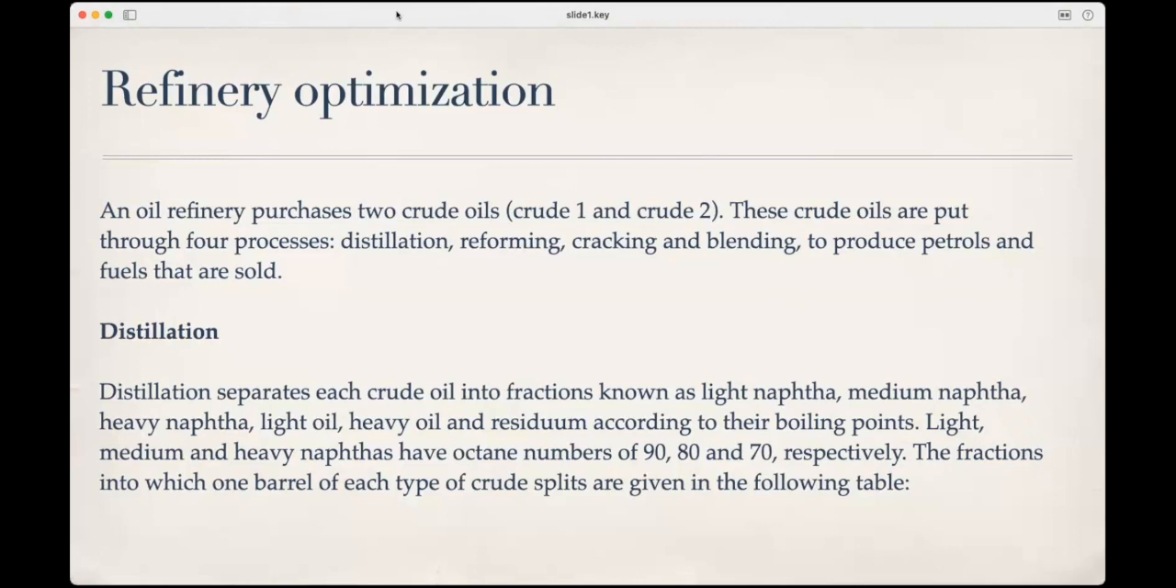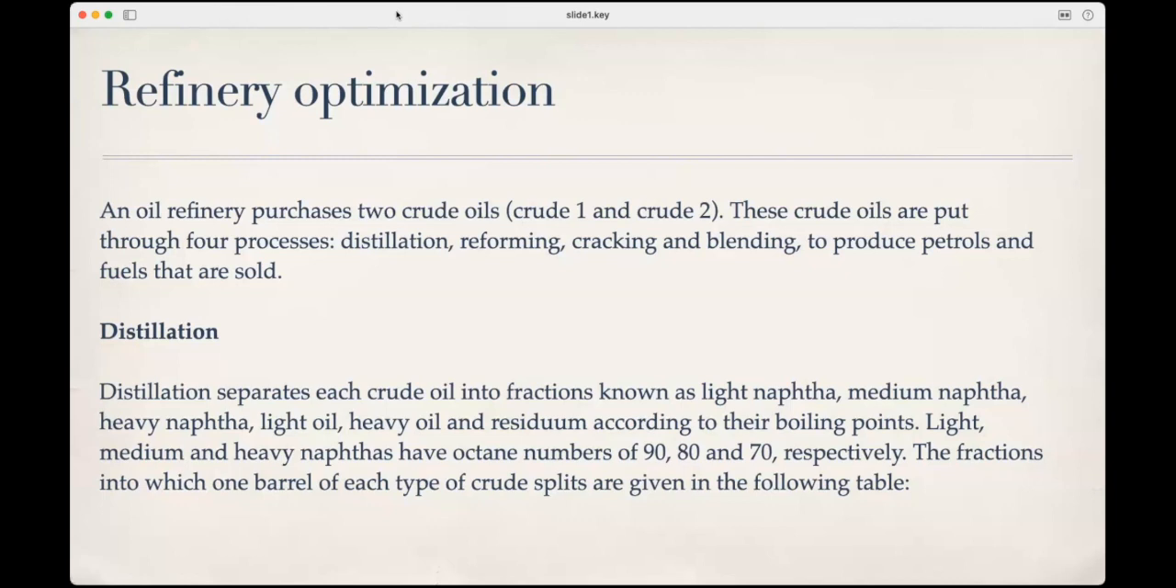This example regarding the refinery optimization. Of course, you know refinery, right? It's a process to turn crude oil into petroleum products. Okay, so consider one company. Of course, it must be a refinery.